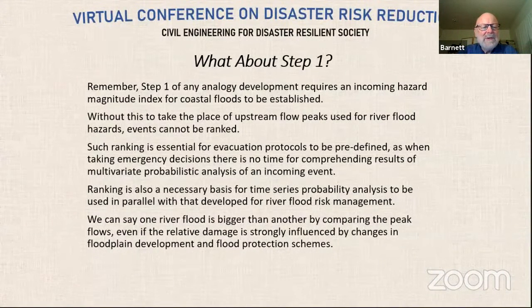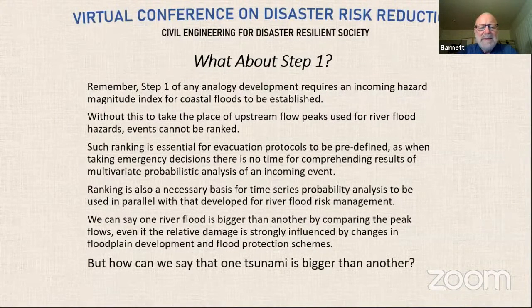So ranking is also a necessary basis for time series analysis to be used in parallel with that developed for river flood risk management, where it's all done by time series analysis. So we can say one river flood is bigger than another by comparing the peak flows, because that is the magnitude index that's used. But can we say that one tsunami is bigger than another? How can we do this?